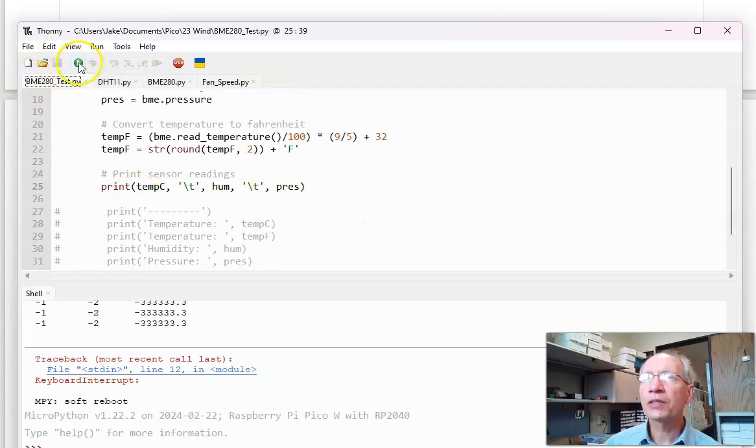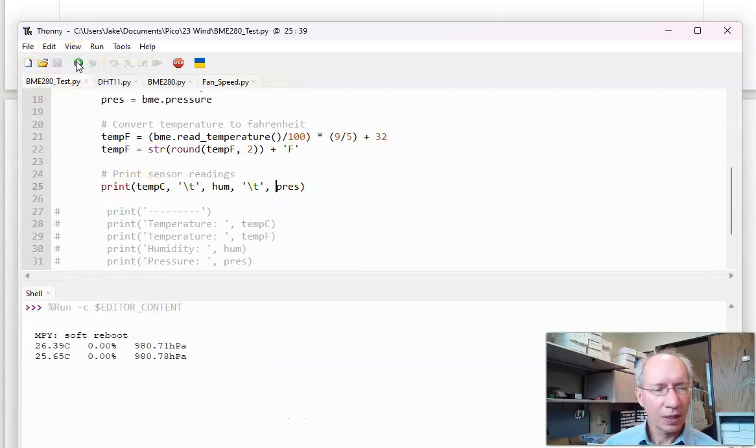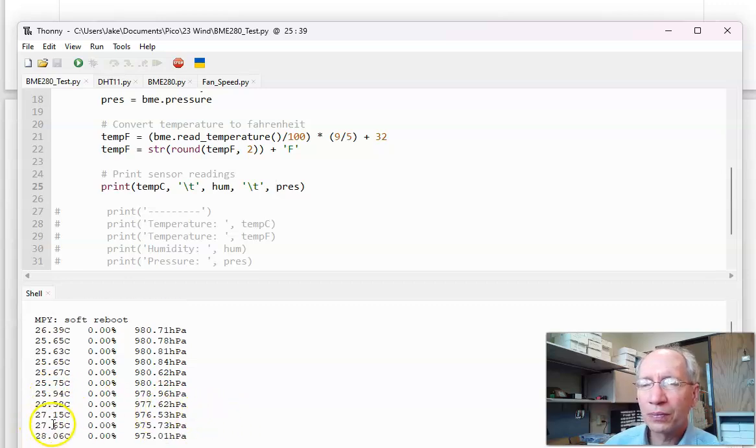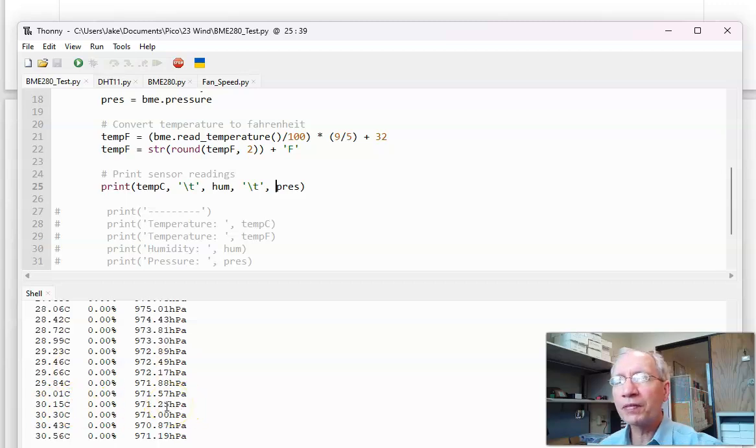So here's what that looks like. I've got the sensor connected. If I put my hand over it, you see the temperature is going up, the pressure's not doing much, and the humidity is 0. That's because I'm using a BMP280 chip that doesn't have humidity. Use a BME280 chip and you'll get humidity as well. It's good to 2 decimal places. With that, I've got temperature, humidity, and pressure.